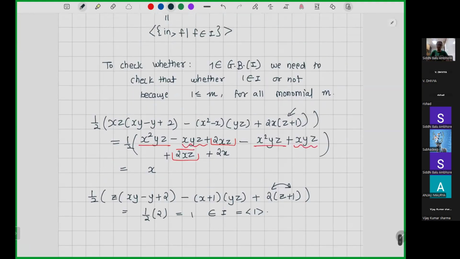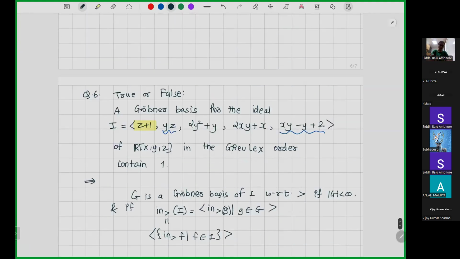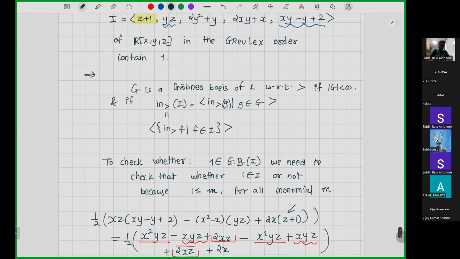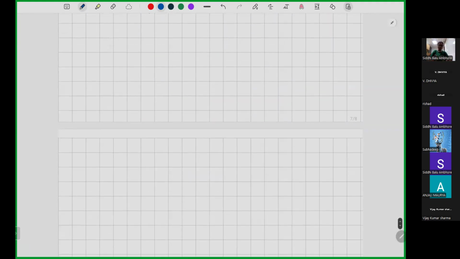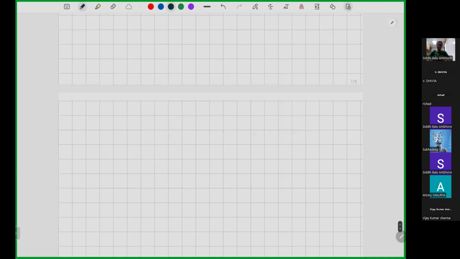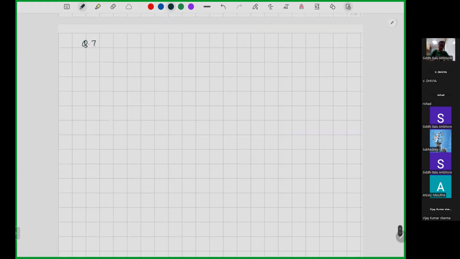So this is true, okay? A Gröbner basis actually contains 1. Any doubts here? Please let me know. Okay, no. Let us move on: this is again a true or false question.